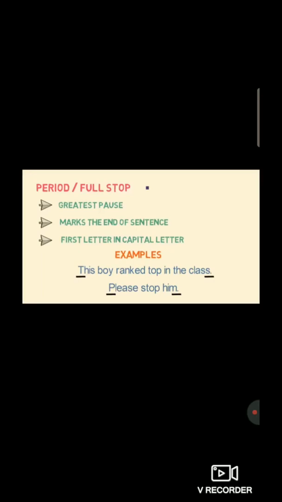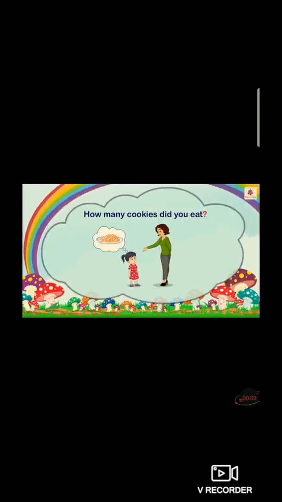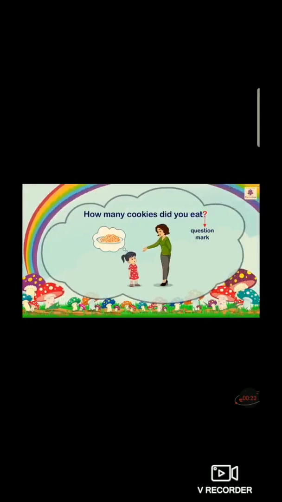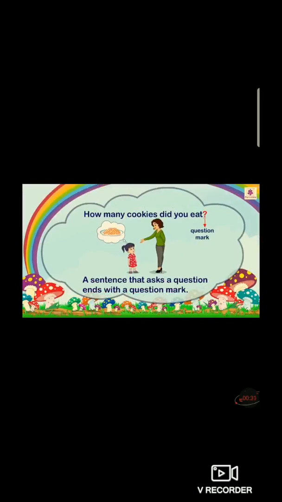Now let's move to the next punctuation mark. Students, now question mark. Now look at this sentence. How many cookies did you eat? This is a question. Students, notice the symbol used at the end of the sentence. So children, at the end of the sentence, there is a question mark, right? A sentence that asks a question ends with a question mark.